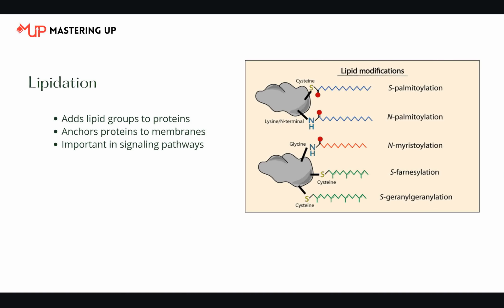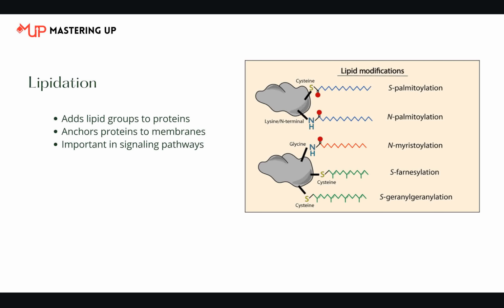And the other process is lipidation. Lipidation involves the addition of lipid or fat-like groups to a protein. This helps anchor the protein to cellular membranes. Many signaling proteins, especially those involved in growth and communication, rely on lipidation to function properly by positioning them in the right place at the right time.